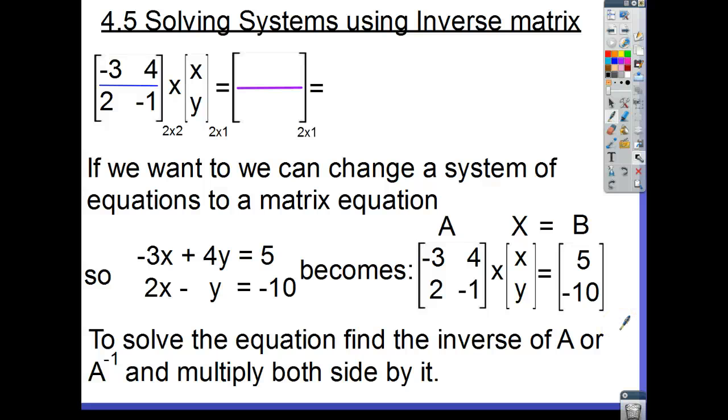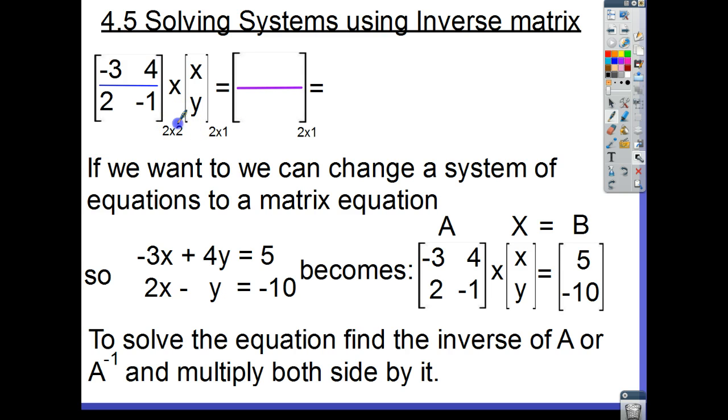Alright, today we're going to be looking at section 4.5, solving systems using inverse matrix. To get started, I want to take a look at this matrix multiplication problem up here, real quickly reviewing a few things about matrix multiplication. First off, we have a 2-row, 2-column, or 2-by-2 matrix. Those are the dimensions, and we're multiplying that by a 2-by-1.